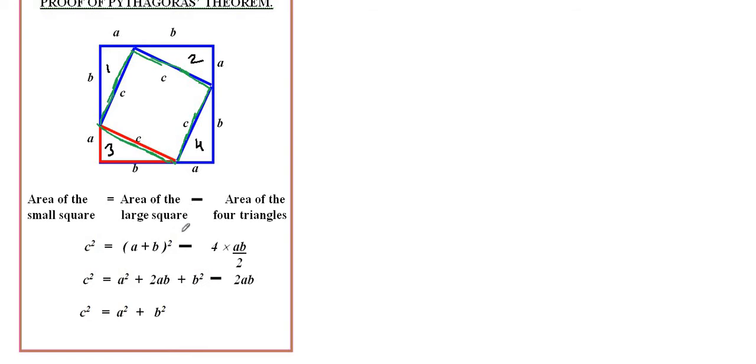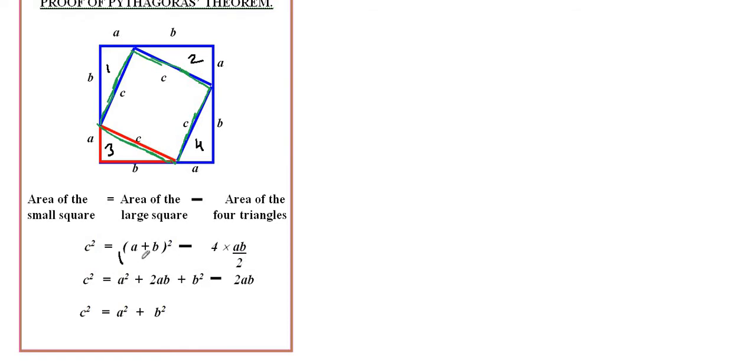So area of the large square is base times height. Our base is A plus B. Our height is also A plus B. So A plus B squared minus the area of the 4 triangles: 4 times the area of 1 triangle. Area of a triangle is A times B, base times height, divided by 2.